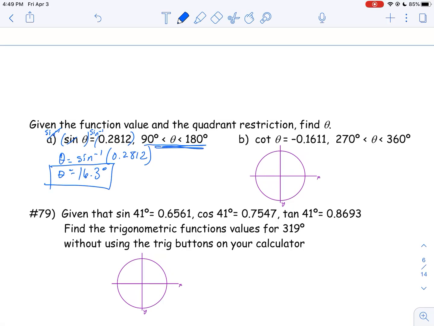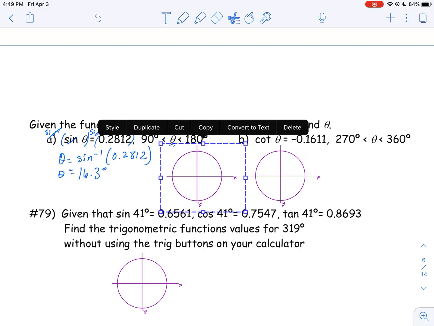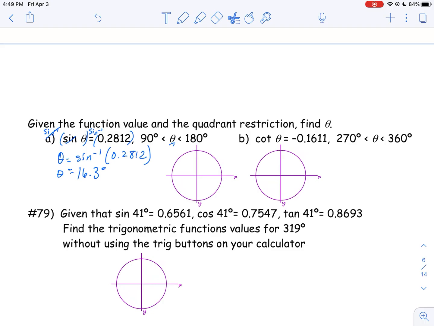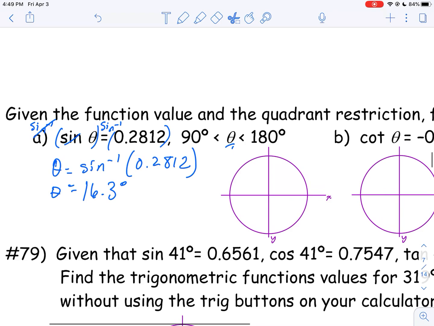Oh, wait a minute. That's not going to work. Theta has to be between 90 and 180. So this isn't the theta that we're looking for our answer. So what is going on here? Well, this handy little picture that's going to come up a lot in this section, we're going to use to our advantage. We know that theta is 16.3 degrees. Okay. This is 16.3.